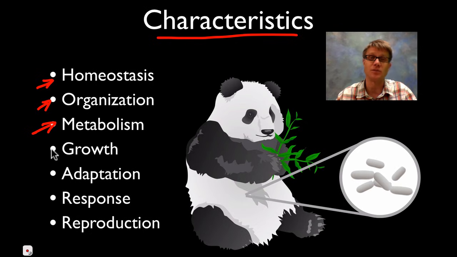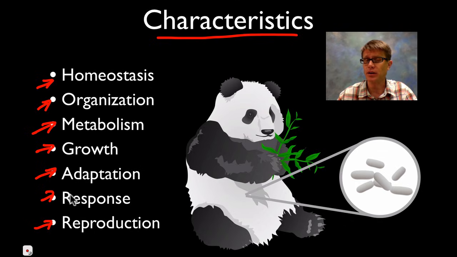Next, you have to have metabolism. That's the sum of all chemical reactions you have inside that allows you to harness the energy, or the free energy, available to live. You have to get bigger, grow, develop. You have to be able to evolve or adapt over time. You have to be able to respond to your environment. And then you have to be able to reproduce, either sexually or asexually.